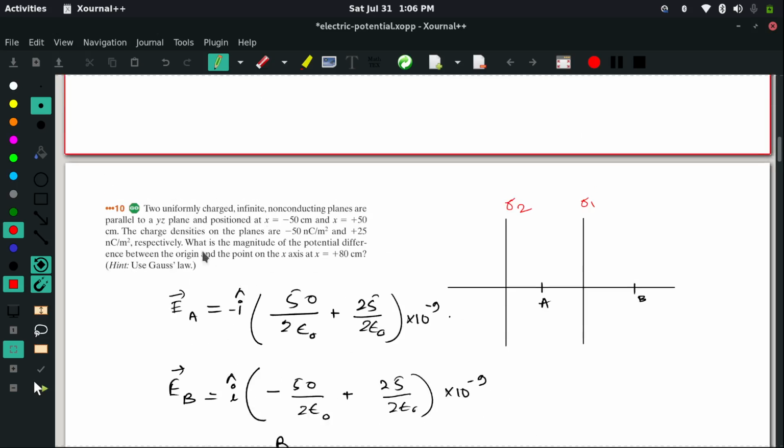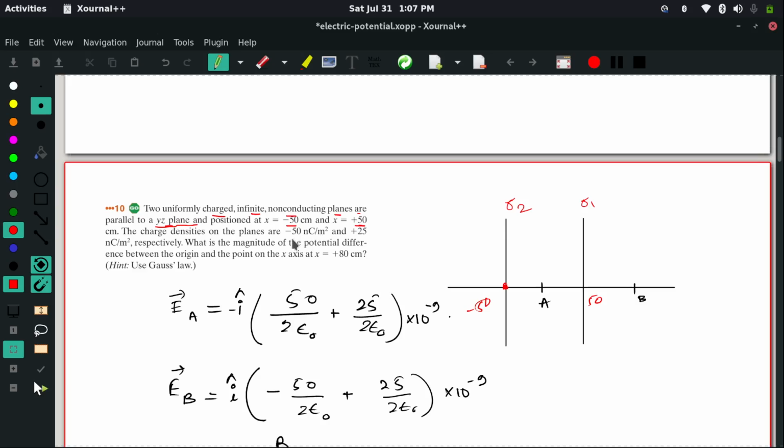Two uniformly charged infinite non-conducting planes are parallel to the YZ plane and positioned at x equal to minus 50 centimeters and plus 50 centimeters. Think of these lines as planes. You are looking directly at them, so you just get the lines. These are just the planes, situated at minus 50 centimeters and plus 50.